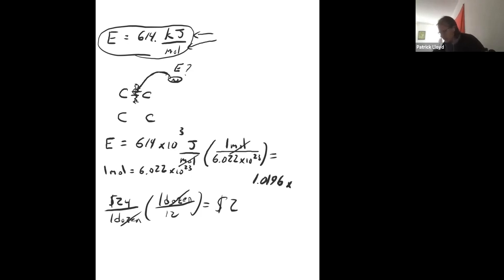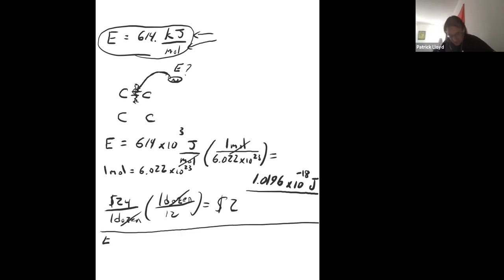1.0196 times 10 to the negative 18 joules, right? The moles are now gone. So there's your energy. That's what we want to use. So the energy to break one of these double bonds is 1.0196 times 10 to the negative 18 joules.